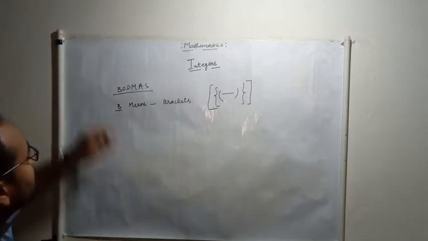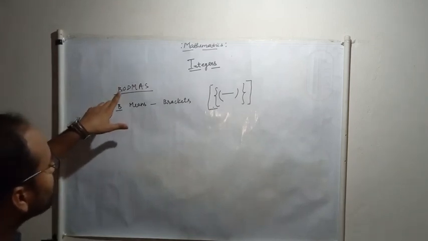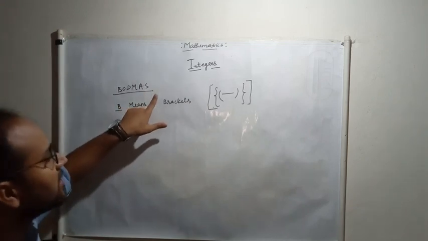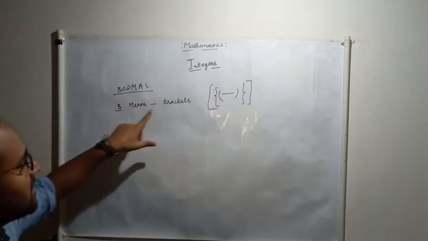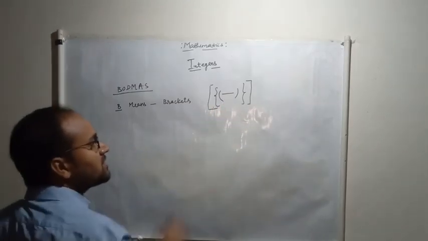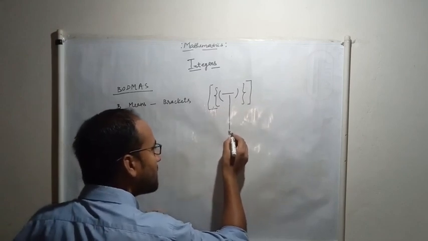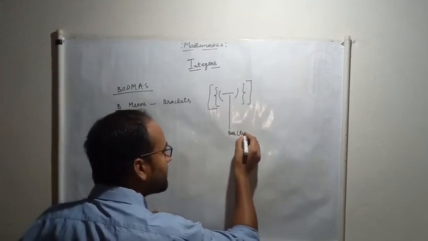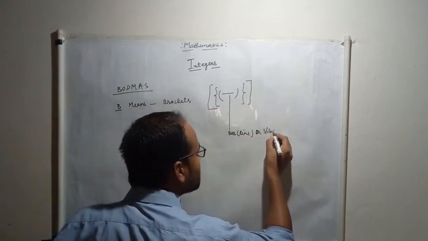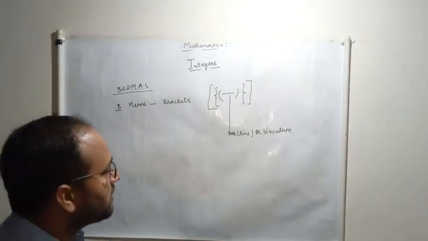BODMAS also has another name, VBODMAS. It means vinculum, then bracket, then of, then division, multiplication, addition, and subtraction. So first, B stands for brackets, students. In that bracket there are four types of bracket. First one is a bar bracket. Bar is called a line, or a vinculum. It is called a vinculum bracket.